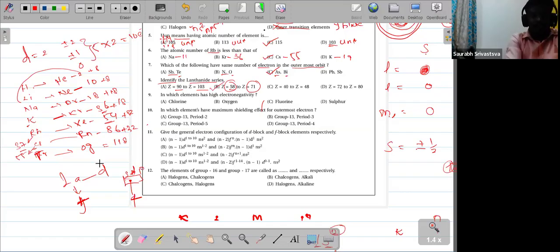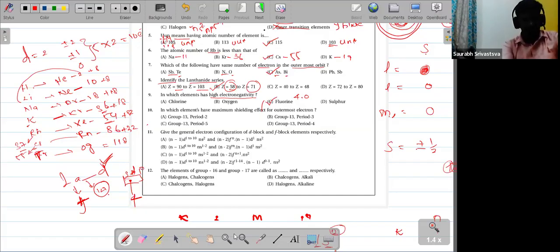Lanthanum is a D block element. It is not an F block element. Apart from lanthanum, 14 elements are there. Those 14 elements only we are calling the F block elements, the lanthanide series. And next, which element is the most electronegative? We already discussed this. Fluorine has the highest electronegativity, which is 4.0.